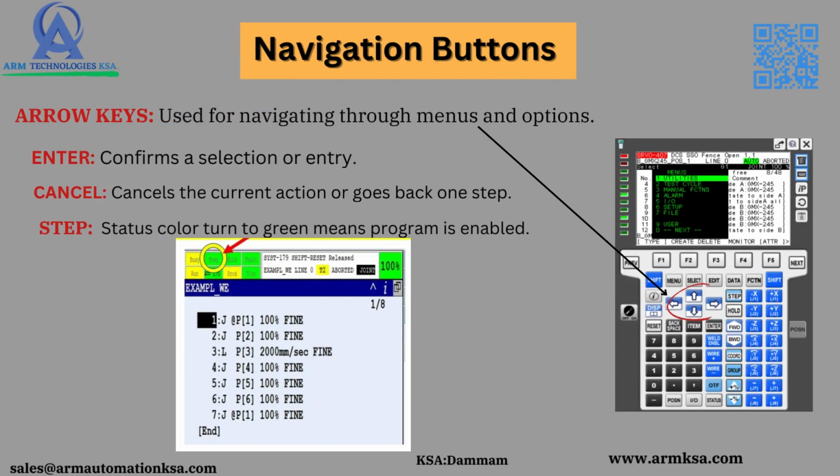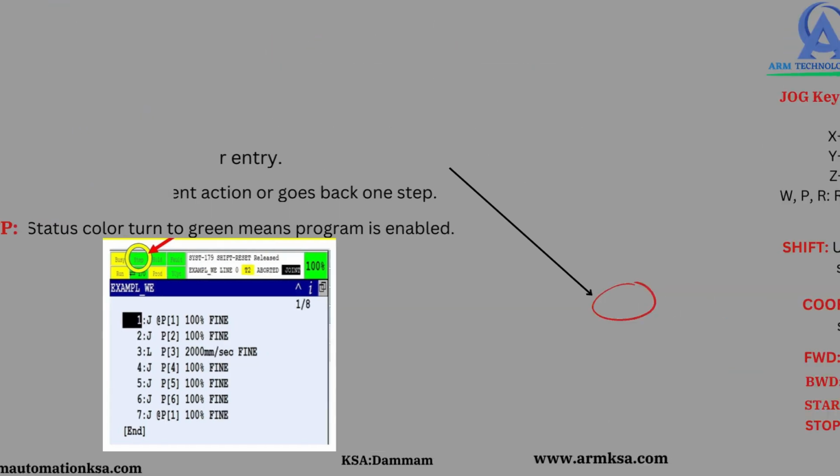Navigation buttons. Arrow keys, used for navigating through menus and options. Enter, confirms a selection or entry. Cancel, cancels the current action or goes back one step. Step status color turning green means the program is enabled.